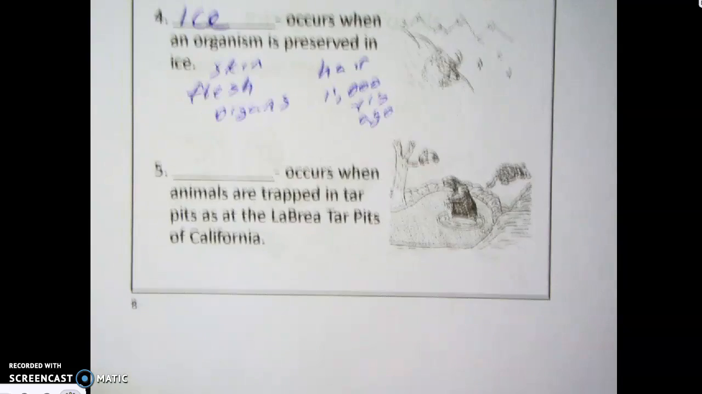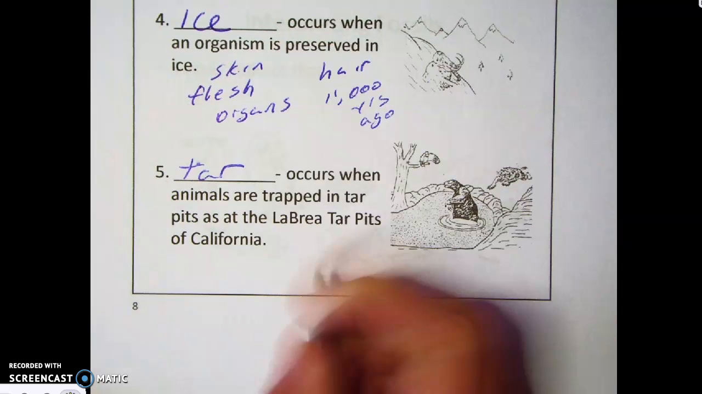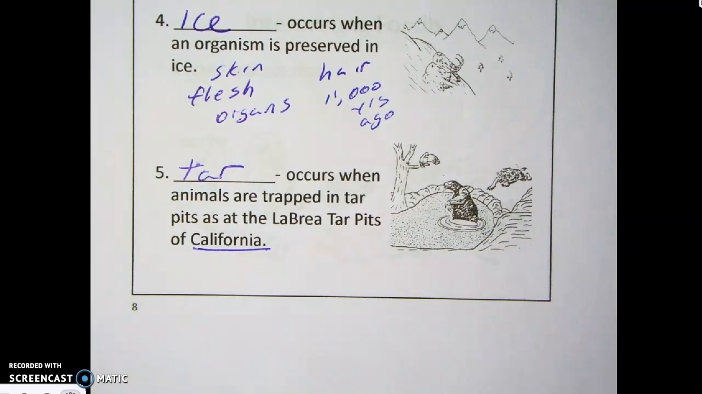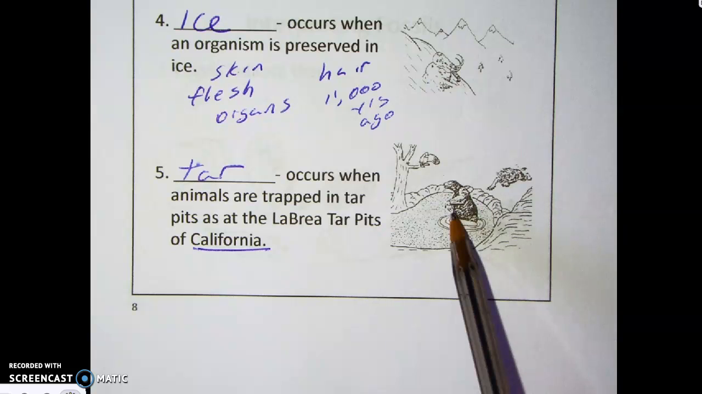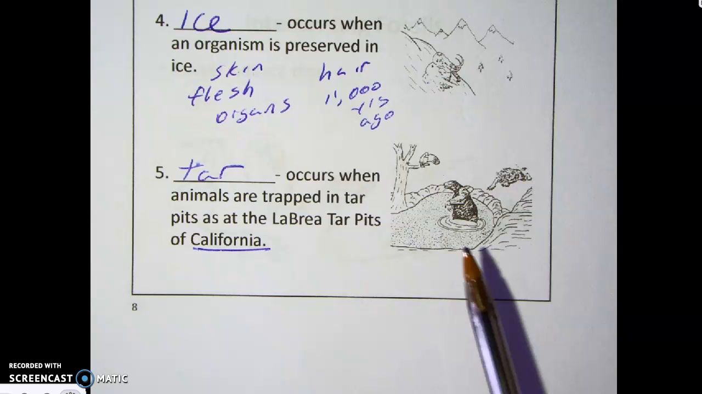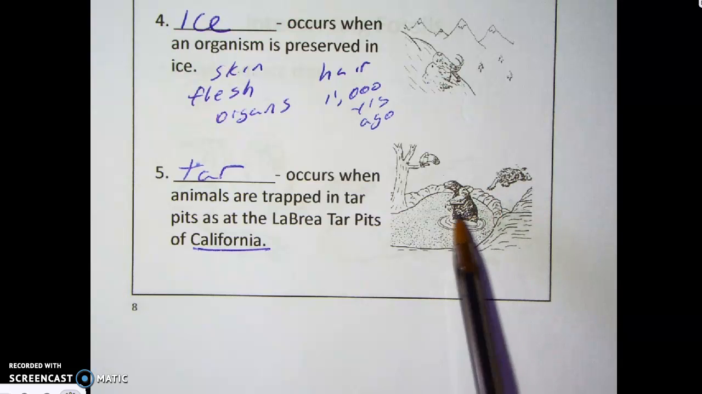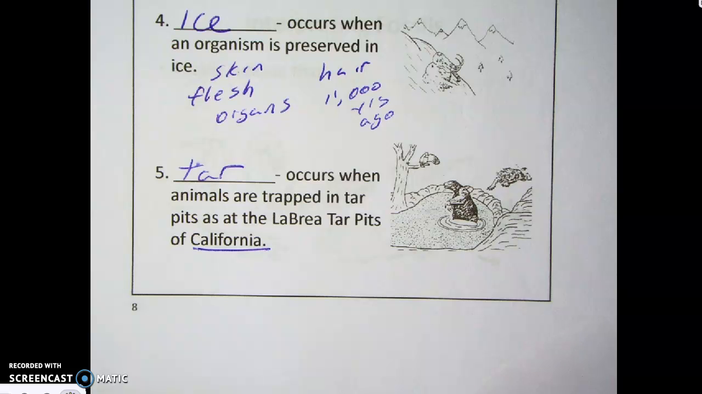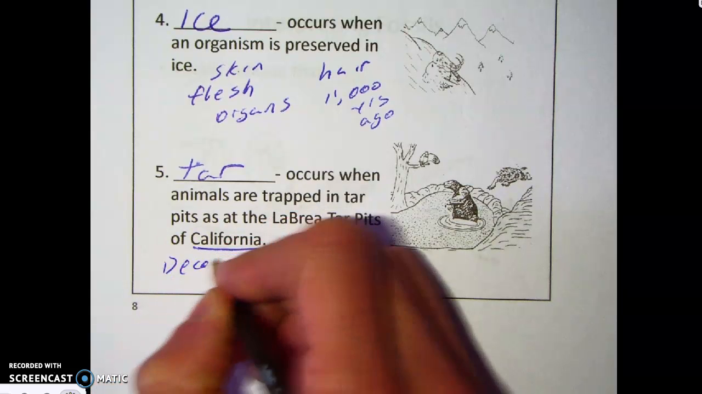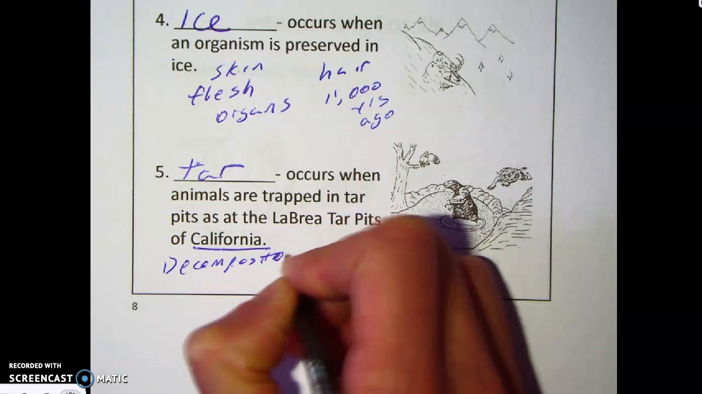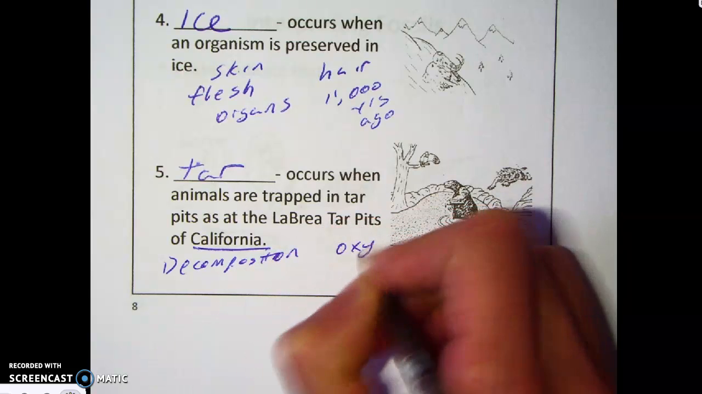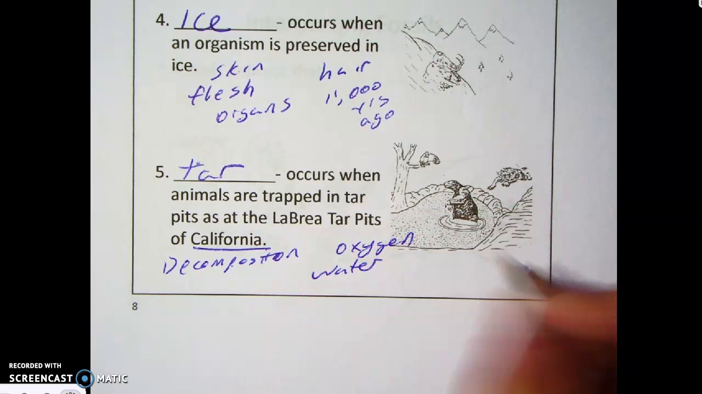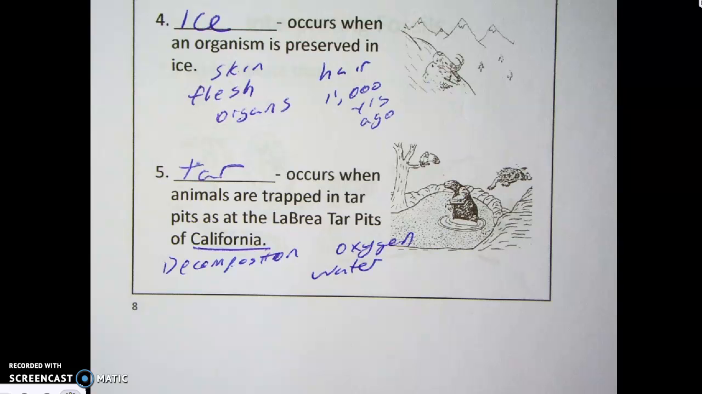Tar, naturally occurring tar, like the La Brea tar pits out in California, can preserve creatures. Animals fall into the tar pits. Tar is a black, sticky, oil-based material, and it occurred naturally in pools. Sometimes creatures would fall in and die, and we would have preservation that way. In order for decomposition to happen, we need oxygen, and we need water. And in a tar pit, you lack both of those. So we have preservation in tar in some situations.